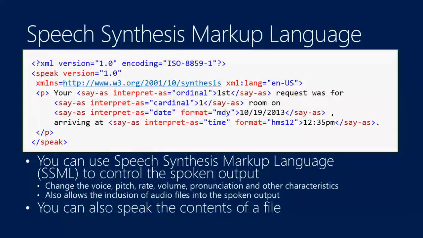So we say interpret as ordinal, and it'll say first as first for the room 1 on, and then you have a date, which it'll say properly, arriving at, and then the time. So if you want to actually construct spoken output that makes sense, you can feed it straight text, and it will do its best. If you really want to hear it said properly, then you can do that. You can point this thing at a file if you want to.